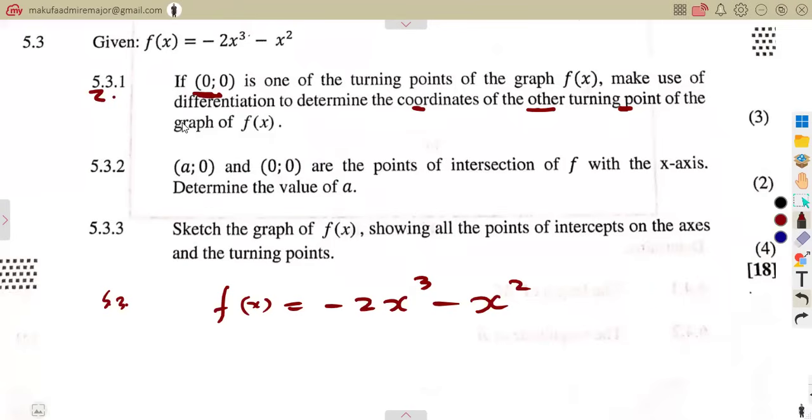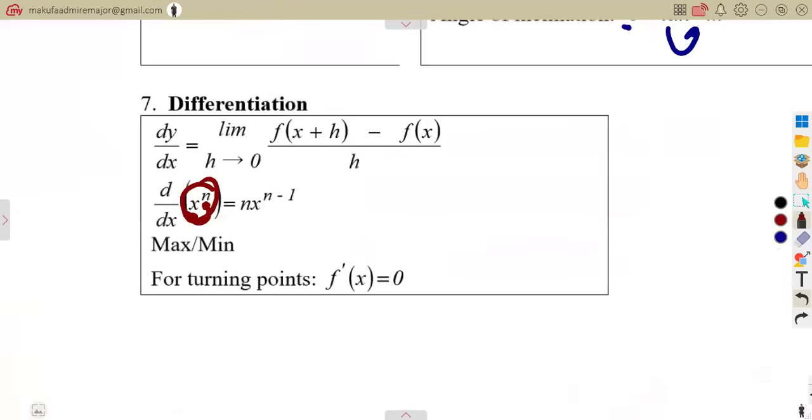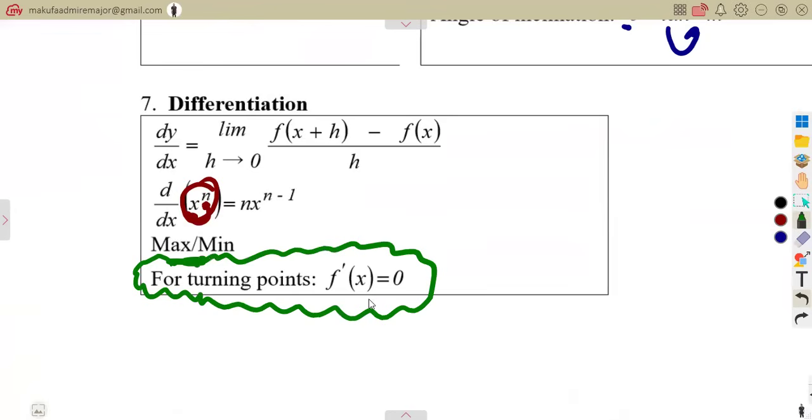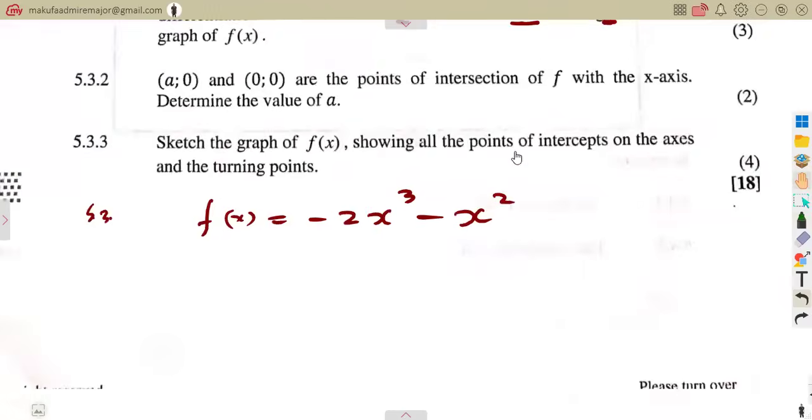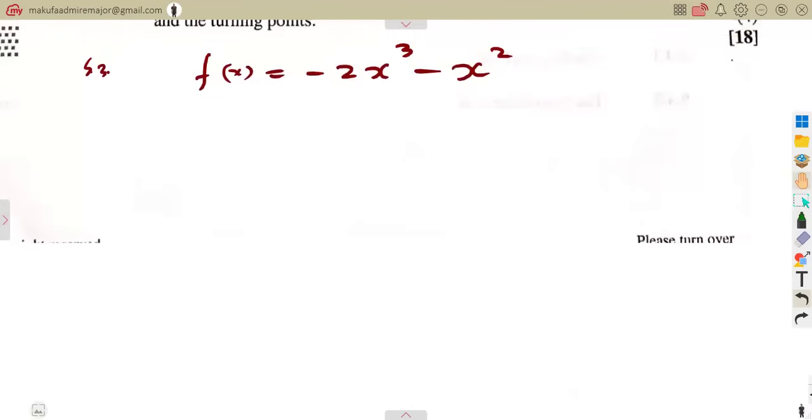It does not affect. So what is the concept now about the turning point? You're also given the situation of the turning point from your formula sheet. Maximum and minimum values. For turning points, the first derivative must be equal to 0. For your turning points, the first derivative must be equal to 0. So meaning to say we are simply working with that concept of the first derivative being equal to 0.